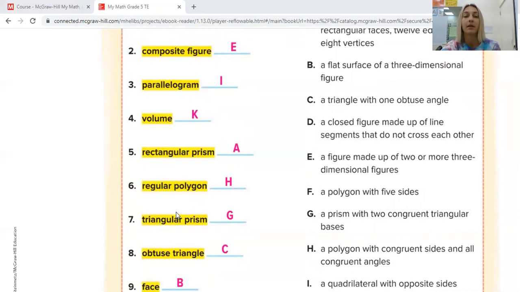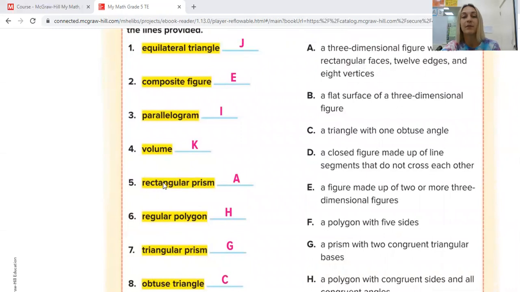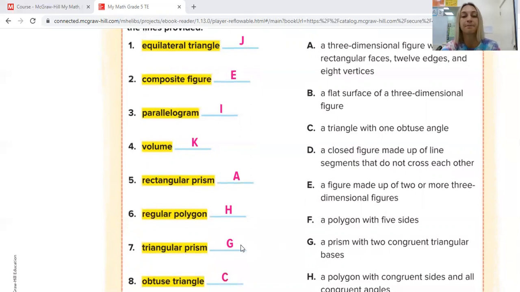Number 7, closely related to number 5, we have triangular prism, G. This is a prism, a 3D shape with 2 triangles at the base, triangle here, and then we have 3 rectangular faces on the sides. So a prism with 2 congruent triangular bases. If you just see one triangular base, that's called something different. That's not a prism. It has to have a triangle on the top and a triangle on the bottom.